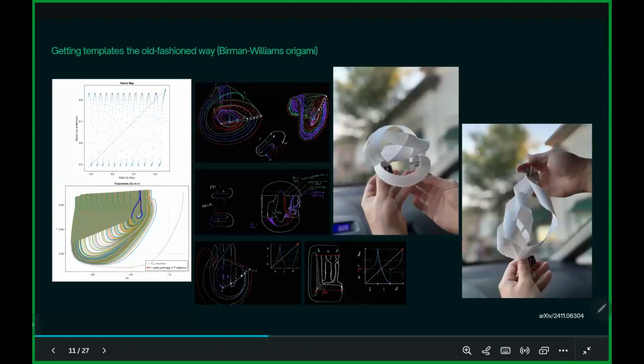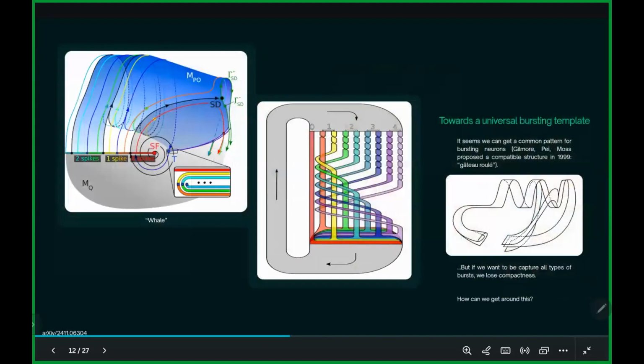So it's helpful to use paper models. Once you get an idea of what the branches are from the return map, you can cut out strips of paper and then use that to do ambient isotopies. So this is really nice. So then you get a pretty complete picture of what the attractor should look like, all the topological features in it, and you get a template.